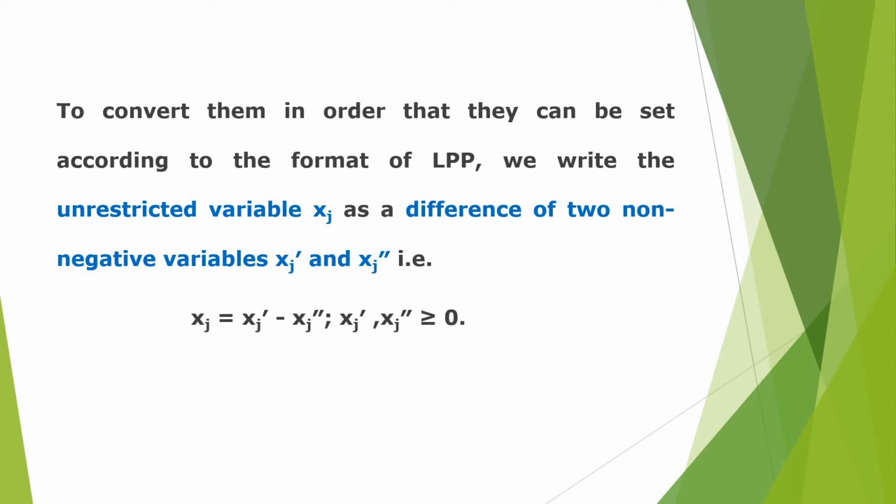To convert them so that they can be set according to the format of the LPP, the format of the LPP requires non-negativity of the variables. We write the unrestricted variable xj as a difference of two non-negative variables, say xj dash and xj double dash. That is, write xj equal to xj dash minus xj double dash, and here you can impose the condition of non-negativity on xj dash and xj double dash.